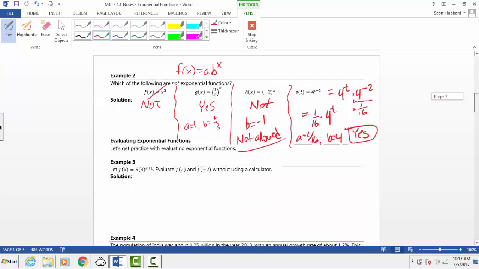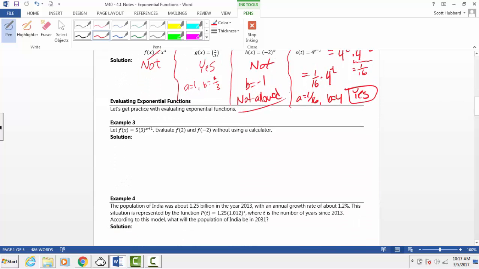Okay, so let's get practice evaluating. We want to be able to understand what we're talking about when we plug in numbers here. So this first one is an exponential function that looks like 5 times 3 to the x plus 1. Right now this doesn't look like an exponential form, but remember, if I just add a +1 in the exponent, all that does to the graph is move it to the left.